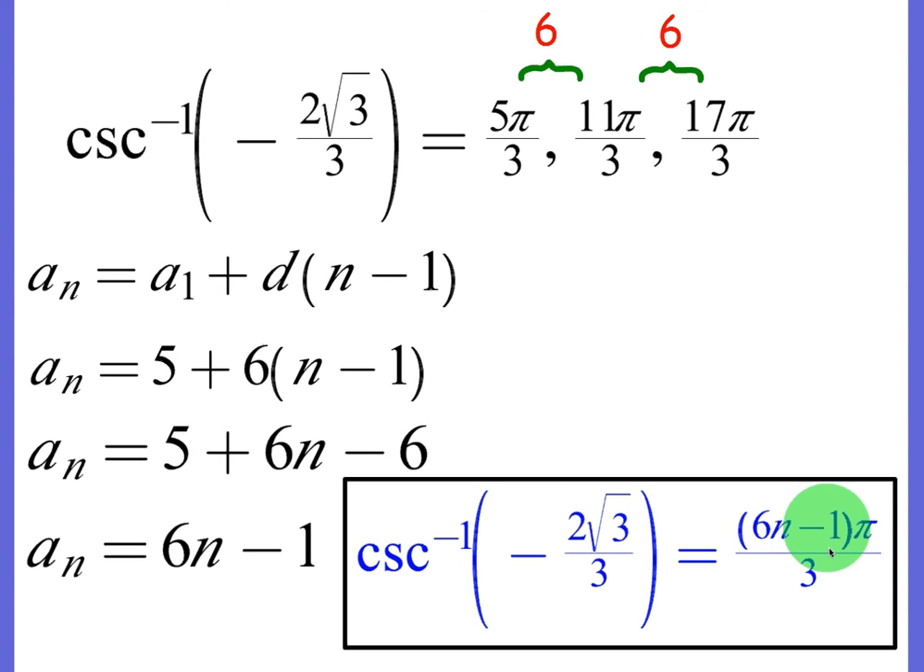Those two formulas together will give you every single angle ever, and that will ensure that cosecant is equal to negative 2 radical 3 over 3. That's it for this example. If you have any other questions about it, let me know.